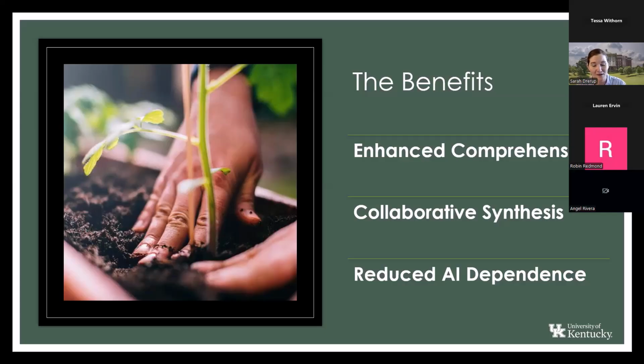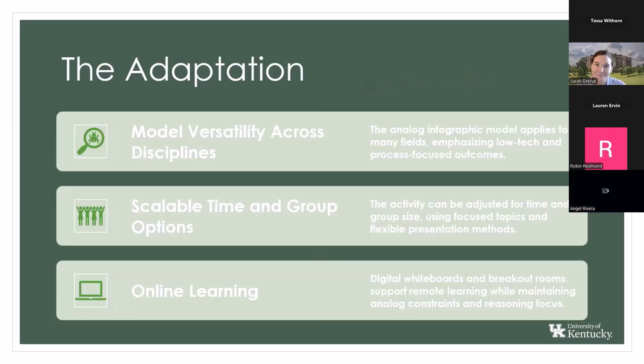Collaborative synthesis: I personally always like it if I have the opportunity to have students work together. I think it just builds a better team within that class. And then the reduced AI dependence. They still have the final assignment where they are turning in an infographic on a different plant propagation method. Whether or not they use AI for that was out of my hands, but at least they went through the steps of developing it in person, in class, analog. So I felt really good about that.